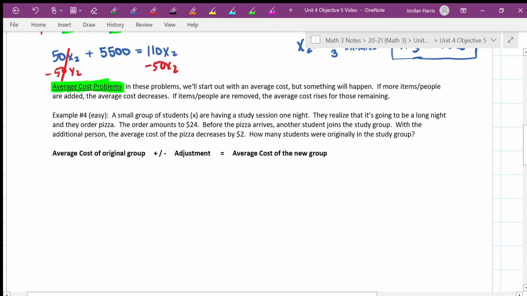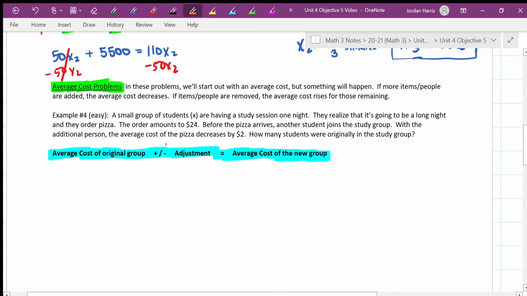Okay, so if more people are added, the average cost decreases, right? More people makes the cost go down. If people are removed, the average cost will rise. Okay, so I'll highlight this right here. Once again, this is your little thing. There is a key part here though.